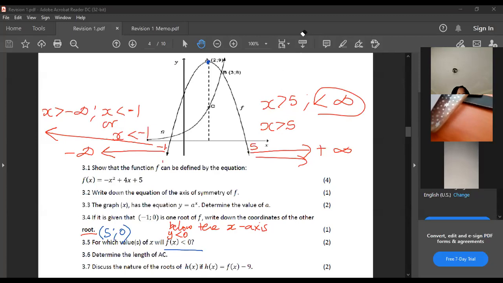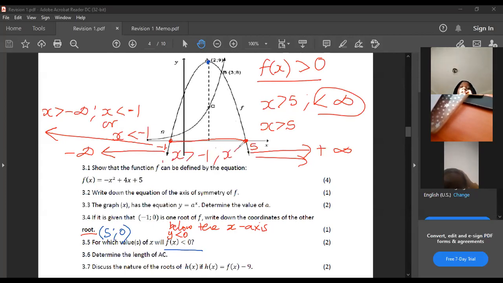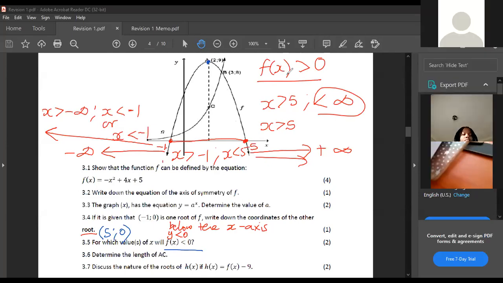So that's how you define this. Let's say the question had said f of x greater than 0. Greater than 0 is above the x-axis, so it will be from here all the way to there. That's where f is greater than 0, above the x-axis. How do you define it? You say x greater than -1, but x less than 5. That's how you define f of x greater than 0.